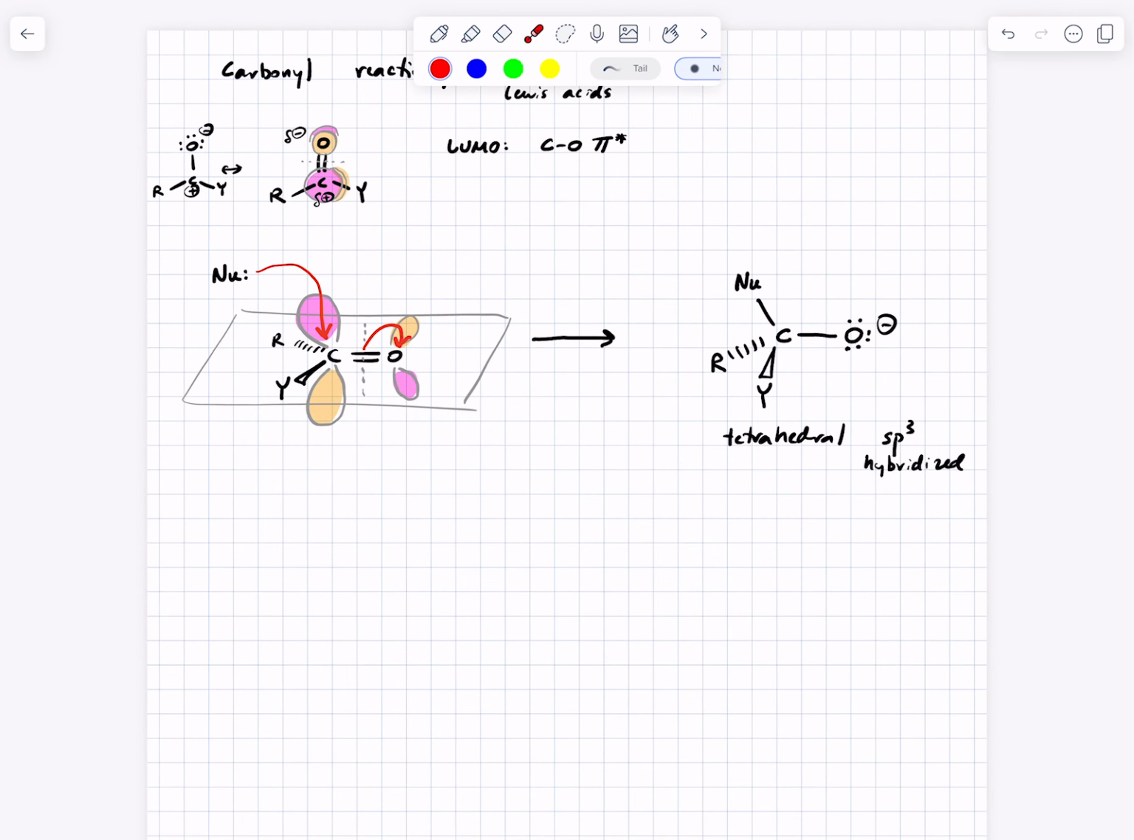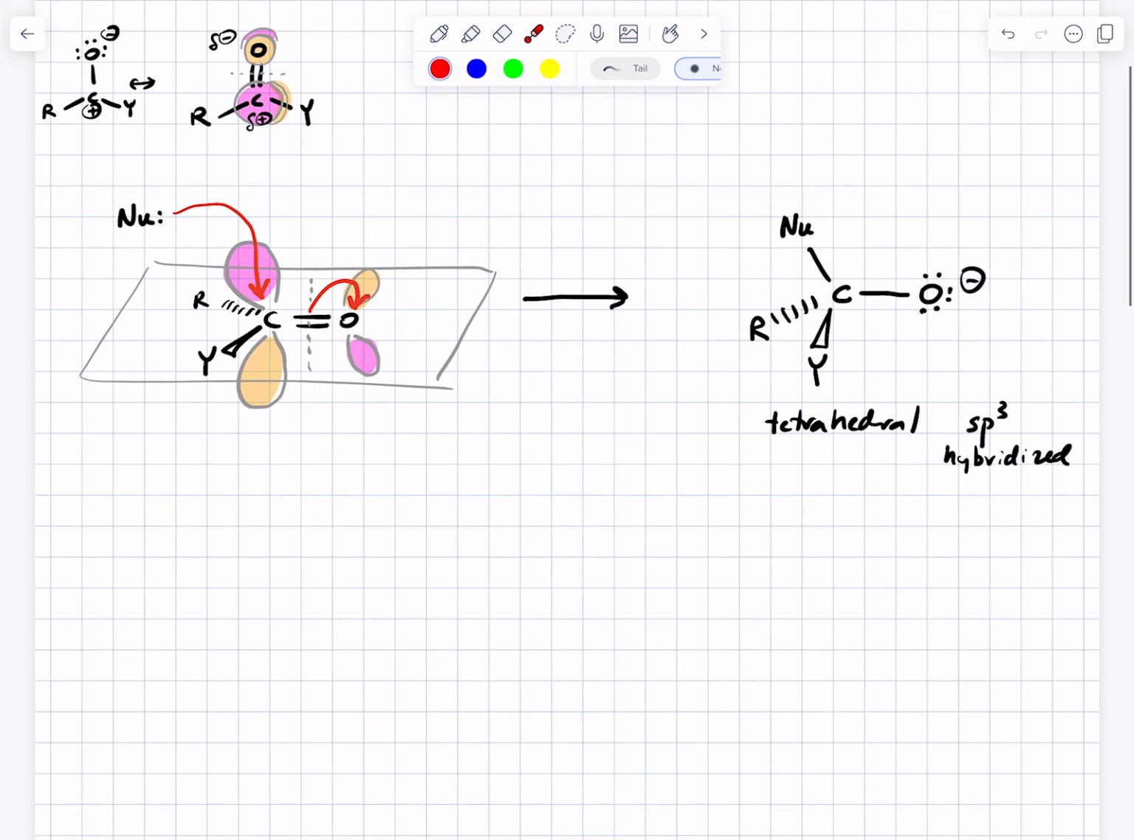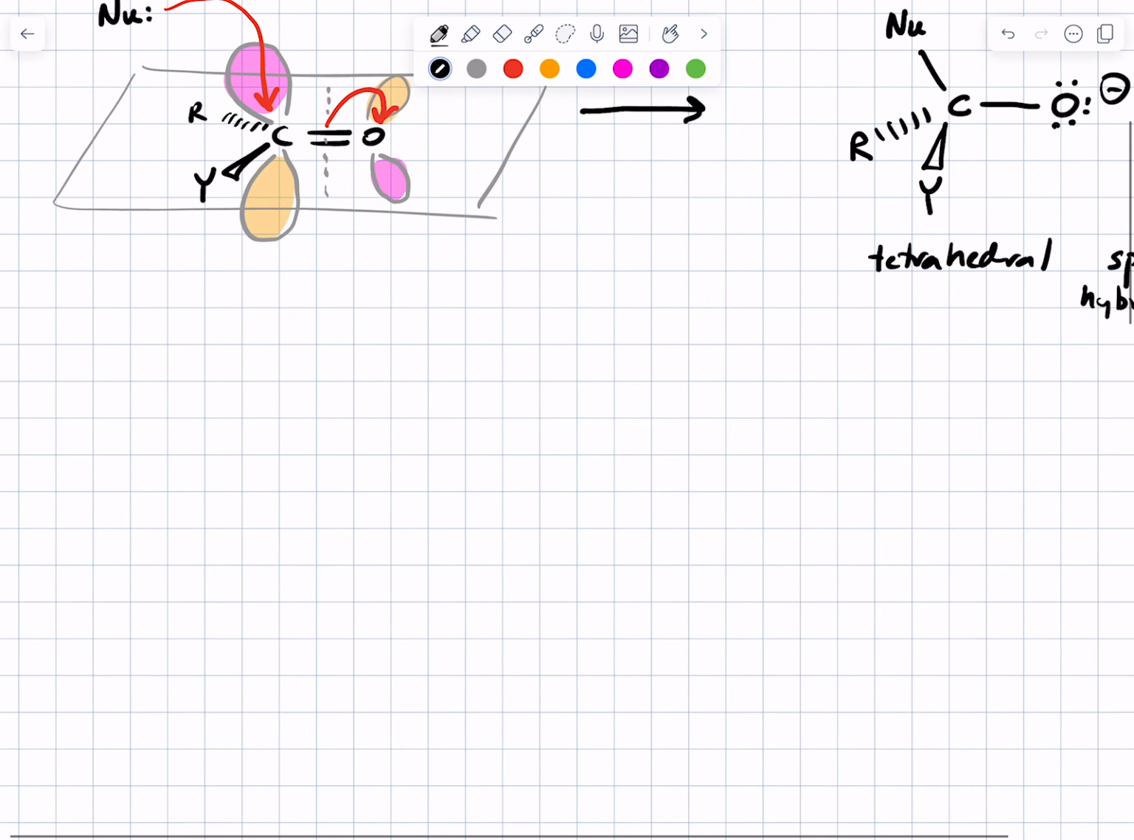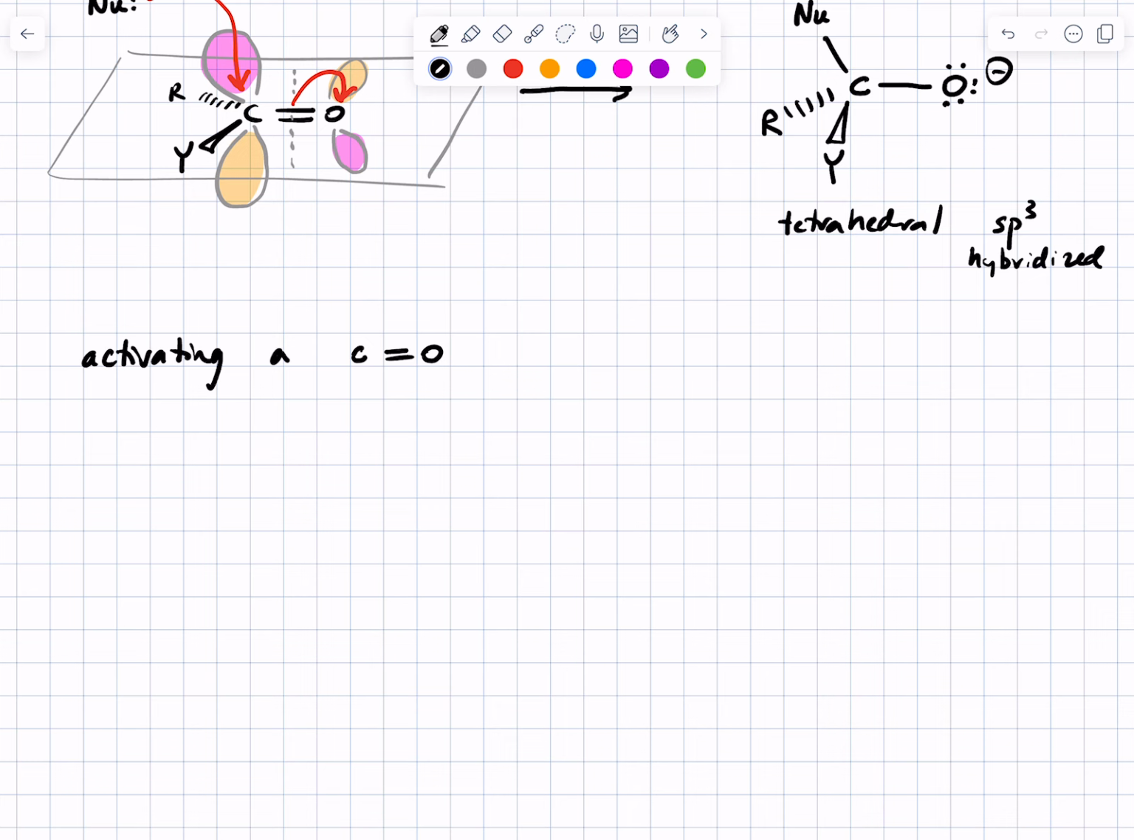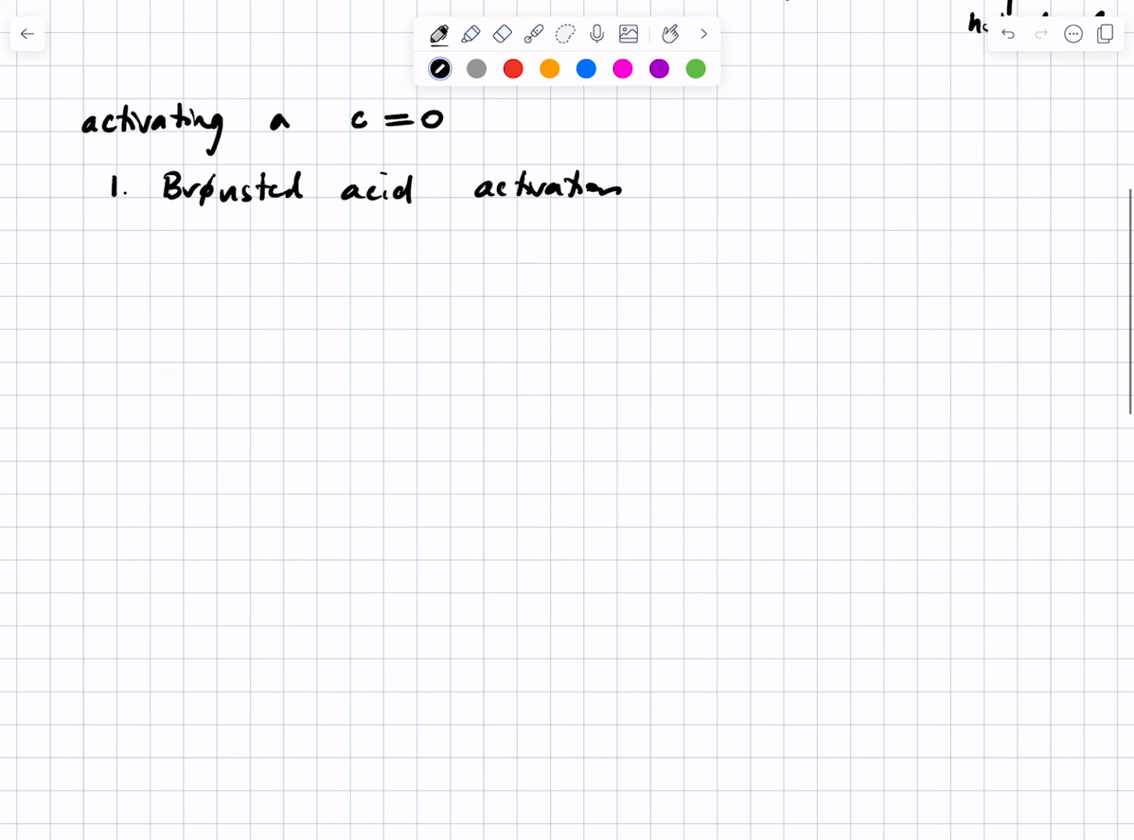All right, as I said, some carbonyl compounds are going to need some help to be reactive, either because they themselves are not that reactive or because the nucleophile isn't that reactive. So let's talk about how to activate a carbonyl compound. There are a couple of strategies. One is Bronsted acid activation. And the second is Lewis acid activation. They're both sort of examples of the same thing. The idea here is that we're going to use either a Bronsted acid or a Lewis acid to make the carbonyl more reactive. Let's suppose we use a Bronsted acid.